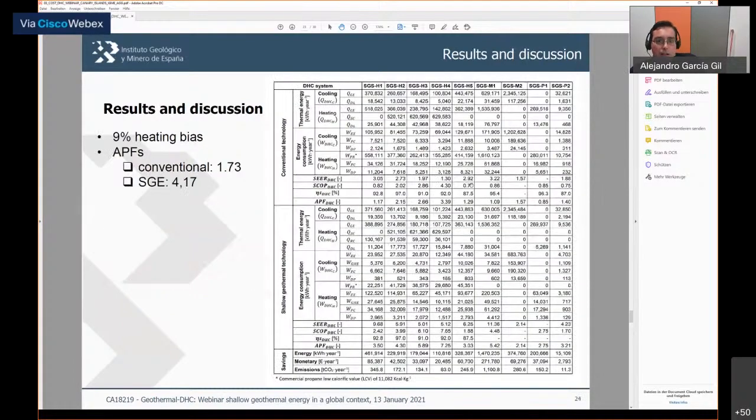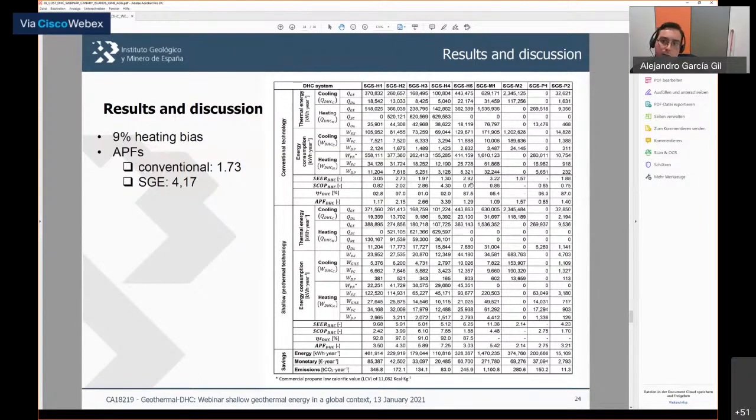Next. Here we see the main results obtained from the thermal balance and the comparative analysis conducted of all the systems. It can be observed that the yearly total cooling demand of the 9 district heating and cooling systems is 4.4 thermal gigawatts, while the heating demand is 5.2. This is a 9% heating bias from the balance demand. And also it can be seen that shopping centers present the highest thermal energy demand, over 3 times higher than those from hotels and almost 2 orders of magnitude higher than the domestic small industry system.